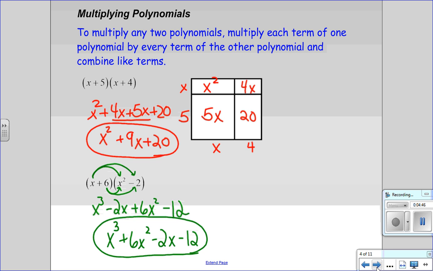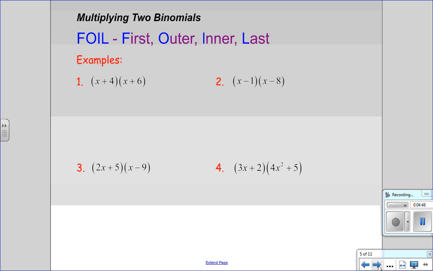When multiplying two binomials together, there's actually a little process that you can think about to make sure you don't miss any steps, any multiplications. And it's the acronym FOIL, which stands for you multiply the first together, the outer two terms together, the inner two terms together, and then the last two terms together.